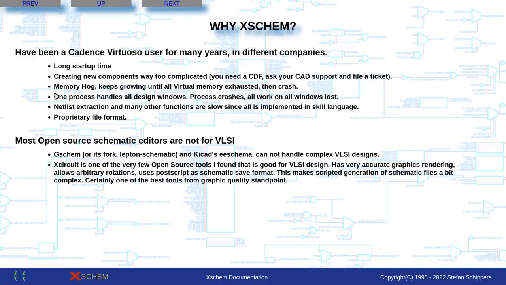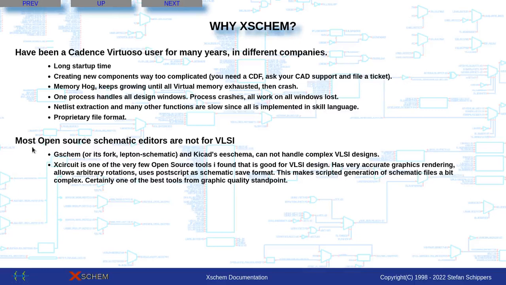There is one single process handling all design windows. If the program crashes, all your open windows are lost. Netlist extraction is too slow because most of the glue logic is implemented in a scripting language like Skill for Cadence, and very important, the proprietary file format, so it's not easy to import the file in another tool or stuff like that.